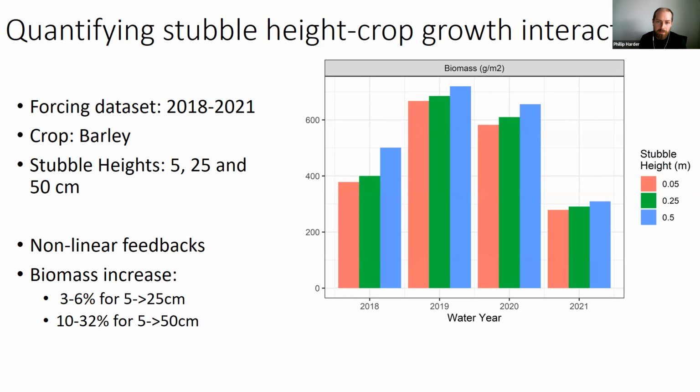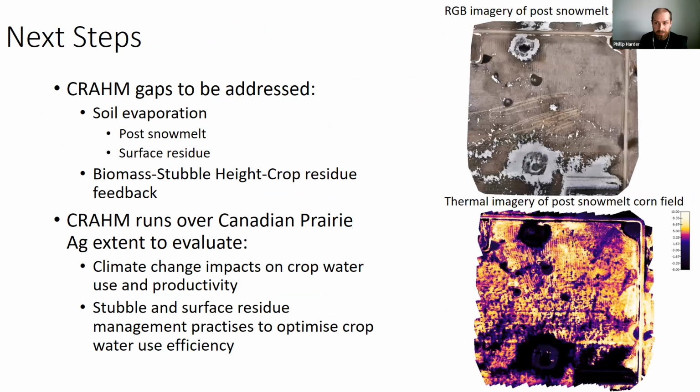we can start simulating this crop hydrology biomass response. There's a couple of gaps in all of this. Soil evaporation is a fairly weak point of the model because there's a post-snowmelt period, which is really important. Surface residues can be rather challenging to capture at the moment, and there are some feedbacks that we need to start thinking about.